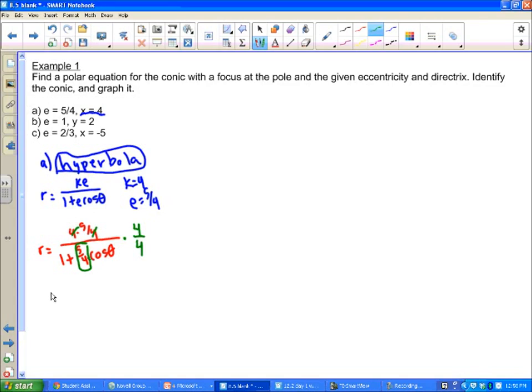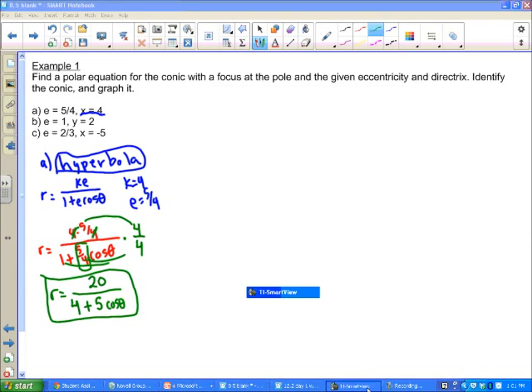Well, what that's going to do is on top, we got rid of this 4 and this 4, so we're going to end up doing just 5 times 4, and we get 20 on top. On the bottom, we're going to distribute the 4, so we're going to do 1 times 4, which is 4, and then 5/4 times 4 gets rid of the 4 on the bottom and just makes that a 5 on the bottom. Cosine theta stays there. So this is our equation. Then we're going to plug this into our calculator and graph it.